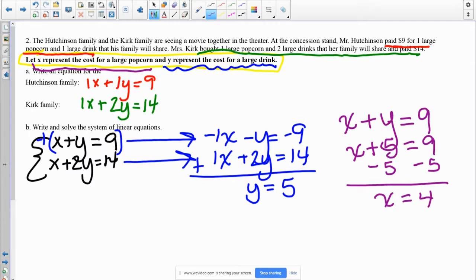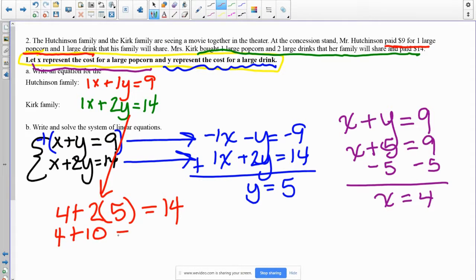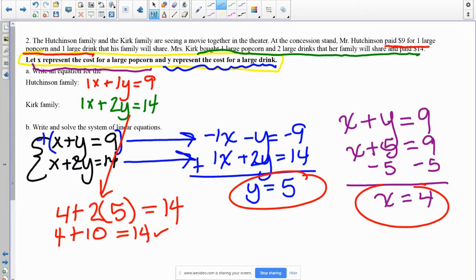Well, I'm going to do a quick check just to make sure that I'm right. I already checked it kind of with the Hutchins family because I can say 4 plus 5 equals 9, and I'm going to check it with the Kirk family. So I have one drink. I apologize, it's one popcorn. So one $4 popcorn plus 2 drinks at $5 each. I'm just inputting this equation to check here, and it's supposed to equal $14. So 4 plus the 10 does equal 14. So I can guarantee you this is really the price of our popcorn and drink.